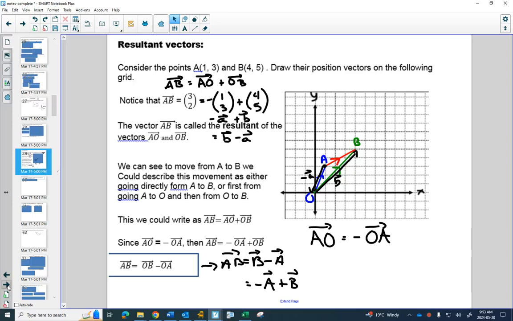What would happen if you did B minus A? If you did B, that means you're starting at the origin. You would go to B, and then minus A would be down to here. You would get there, and then this would be the resultant.